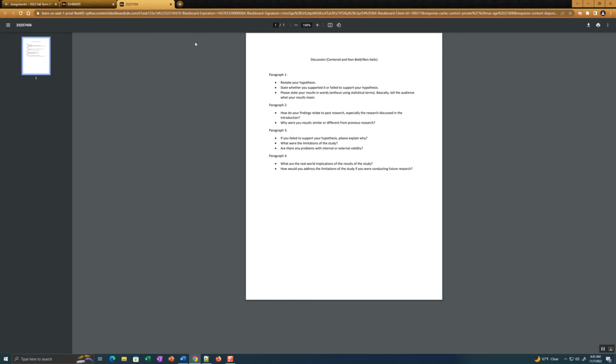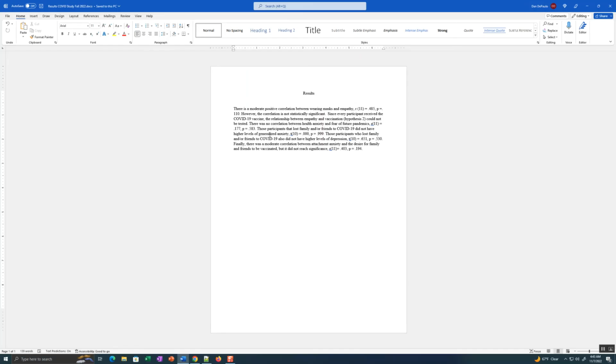And there's a lot of stuff here to look at. The correlation between mask wearing and empathy. We partially supported that. Was that supported in the previous research? Did they find a positive correlation in previous research? In previous research, did they see anything about vaccination and empathy?